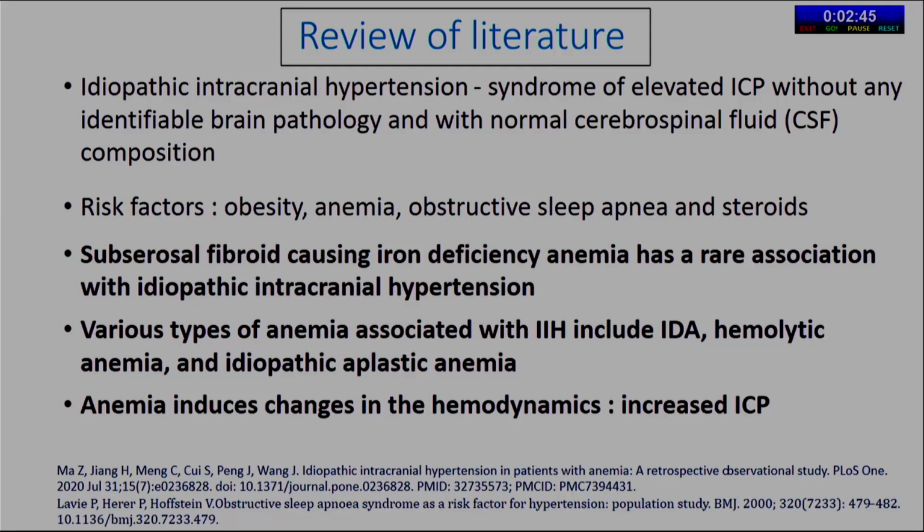So idiopathic intracranial hypertension is mainly a syndrome of elevated intracranial pressure without any identifiable brain pathology and with normal CSF composition. Subserosal fibroid causing iron deficiency anemia has a rare association with idiopathic intracranial hypertension. Various types of anemia like hemolytic, iron deficiency anemia and aplastic anemia are associated with idiopathic intracranial hypertension. Anemia induces changes in the hemodynamics which ultimately lead to raised ICP.